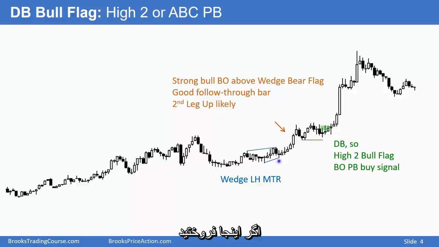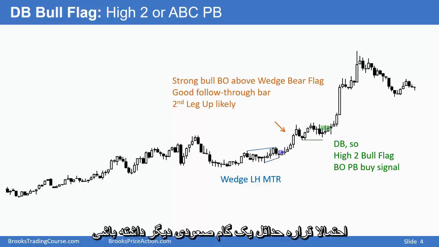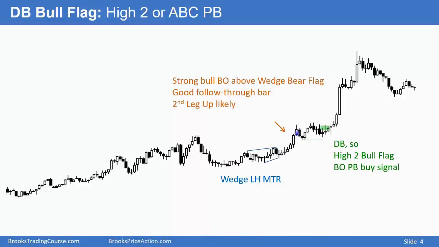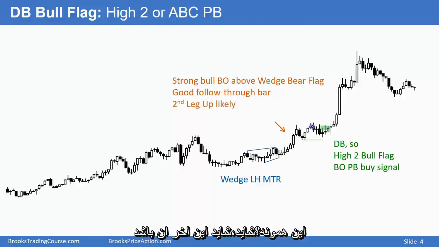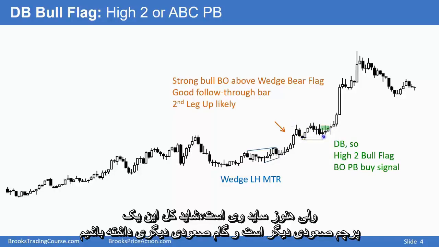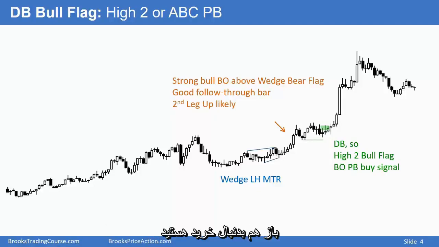If you did take that short, and then you start to see 2, 3, 4, 5 bull bars and a bull breakout above the wedge lower high major trend reversal, you're probably going to get at least one more leg up. So a strong bull breakout above a wedge lower high, a wedge top, you have to assume at least a small second leg up. Is that it? Maybe that's the end of it, but we're still going sideways. Maybe this whole thing is another bull flag and we'll get a bigger leg up. Again, you're looking to buy.